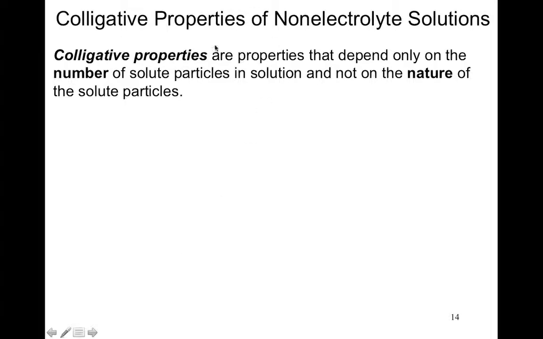We're looking at non-electrolyte solutions, so ones that generally aren't going to conduct electricity. Colligative properties are properties that depend only on the number of solute particles in solution and not on the nature of the solute particles. So basically that means it could be sodium chloride or calcium chloride or strontium chloride or sugar or just about anything. As long as there are more solutes, it's going to affect the colligative properties.